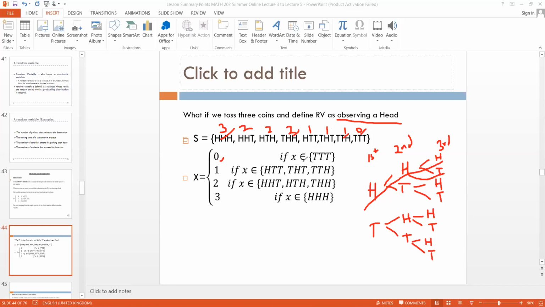It is 0 if x belongs to the outcome tail, tail, tail. It is 1 if x belongs to the outcomes head, tail, tail; tail, head, tail; tail, tail, head. And then it is 2 if X belongs to the outcomes head, head, tail; head, tail, head; and then what? Tail, head, head. And then it is 3 if X belongs to the outcome head, head, head. Okay, that is how you generate the random variable of the process.